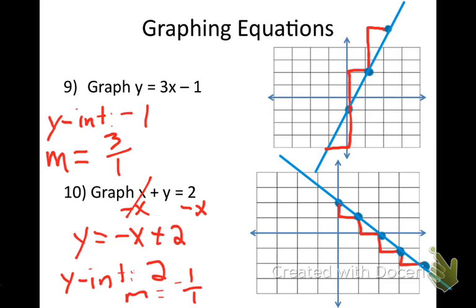Now notice, negative slopes go down. When I say down, I'm saying as I look from left to right, my slopes are going down. Positive slopes will always be going up.